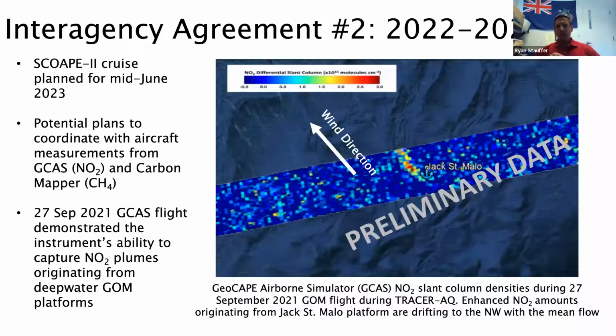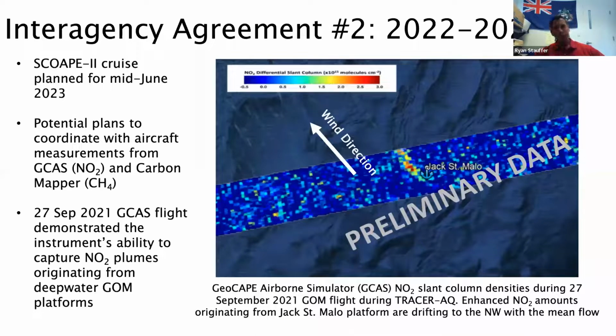And so as part of TRACER-AQ last year in the Houston area, we had a September 27th GCAS flight over some of the deep water platforms that really demonstrated the instrument's ability to look at NO2 plumes from some of these deep water platforms. So in this case, the figure shows the platform called the Jack St. Malo, out in really the middle of nowhere in the Gulf of Mexico, that has a pretty significant NO2 plume coming from it. It's really a point source that you can see from the GCAS measurements. And the plume really follows the mean wind direction coming off of the platform as well.